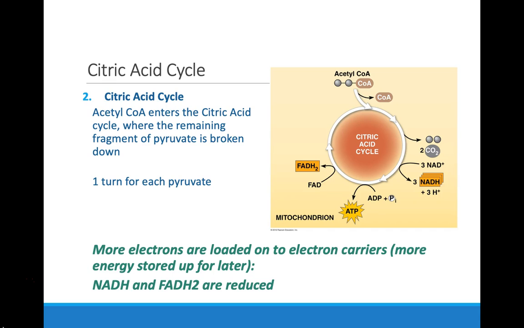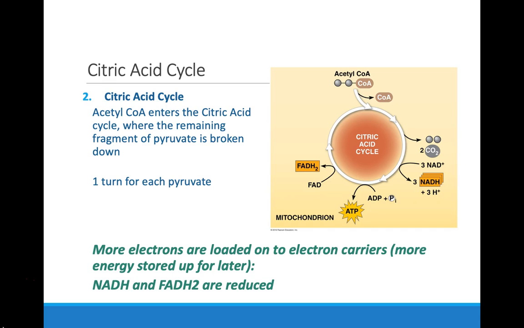So the citric acid cycle that we see here is actually going to spin twice for every glucose molecule. One glucose, two pyruvate, two acetyl CoA, two turns of the citric acid cycle. So when we talk about this, we're actually keeping in mind that this is spinning twice, and so all of our products are actually doubled.